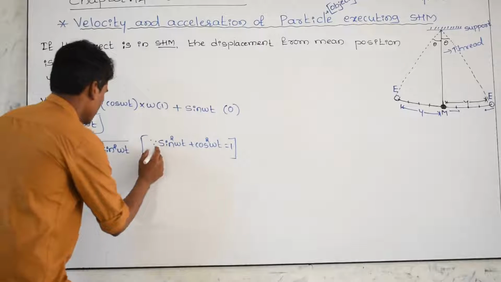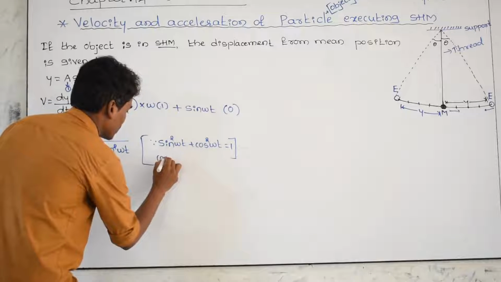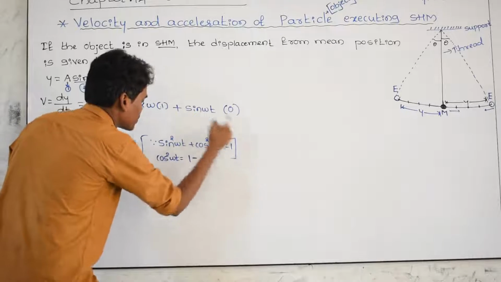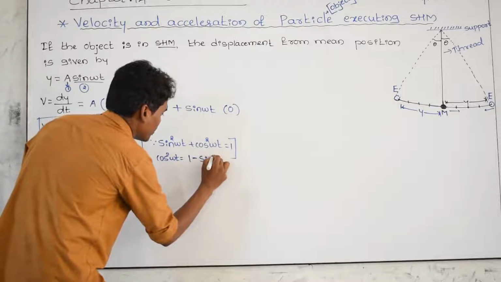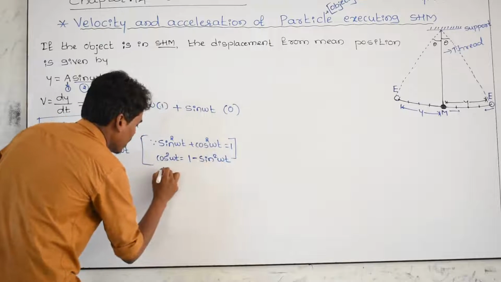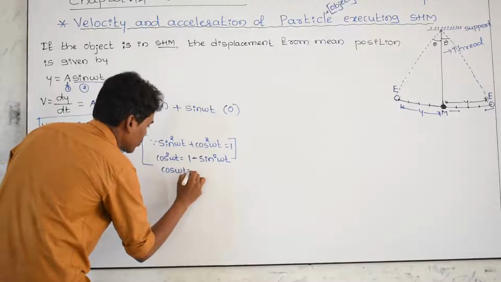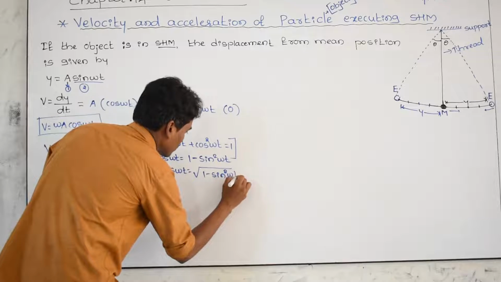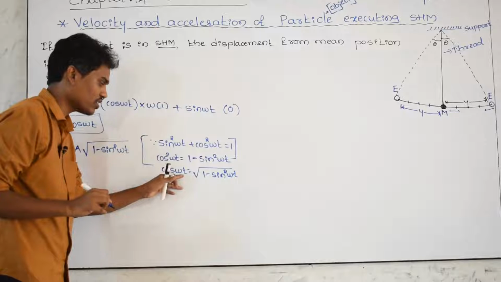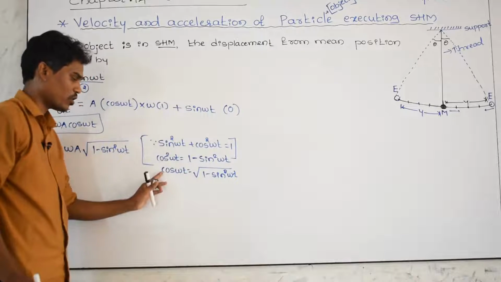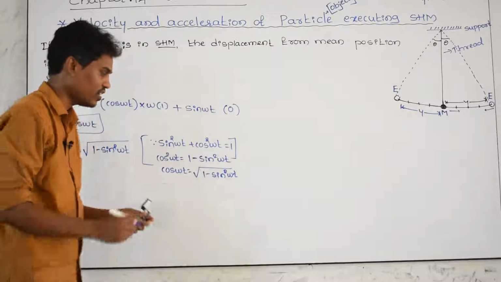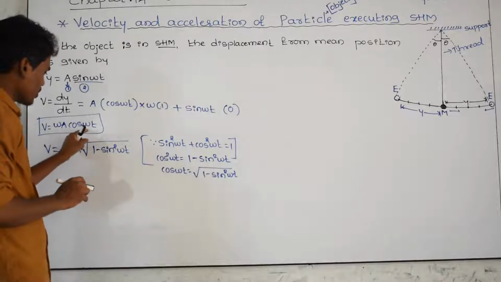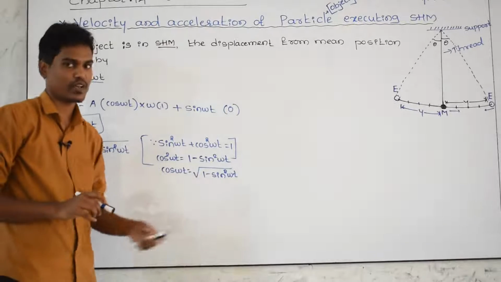Here cos square omega t is equal to 1 minus sin square omega t, and cos omega t is equal to root of 1 minus sin square omega t. The square is there, remove the square and make it a root. I substituted here omega as it is, a as it is, and cos omega t can be written as root of 1 minus sin square omega t.